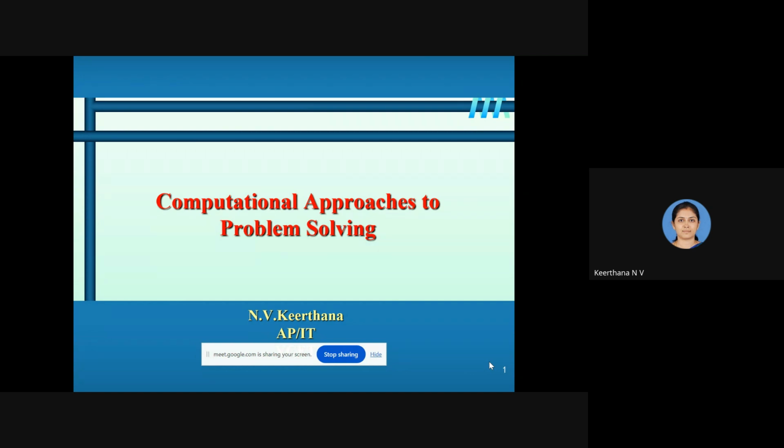So, hi everyone. Today we are going to see computational approaches to problem solving. In this computational approach, there are varieties of algorithms. So we are going to discuss today a brute force approach, a divide and conquer approach, dynamic programming approach, greedy algorithm, and randomized approach. In the morning session, I will be covering brute force and divide and conquer approach. The rest of the three techniques will be covered in the afternoon session.